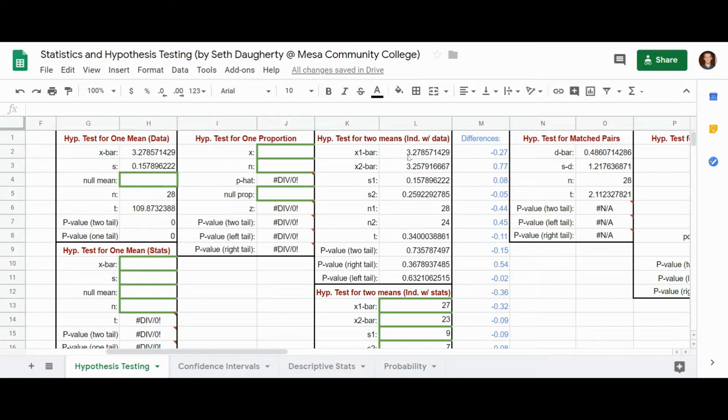And notice it computes the mean of sample 1, the night students, and the mean of sample 2, the day students, the standard deviation for both samples, and it actually even counts the number of individuals in each sample. Then it gives us the t-score. Again, we don't know the standard deviation. It gives us the t-score and the p-values, which we'll be looking at in just a minute.